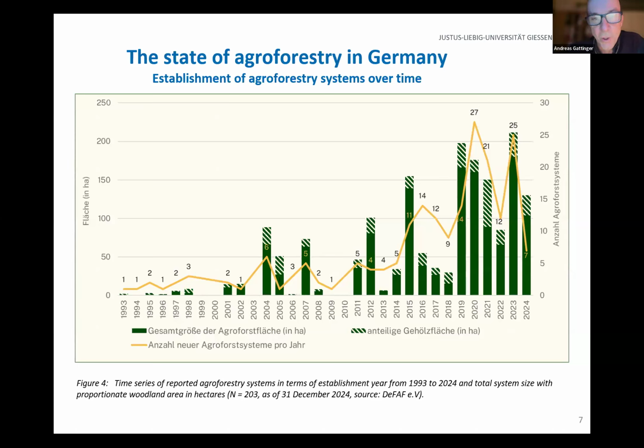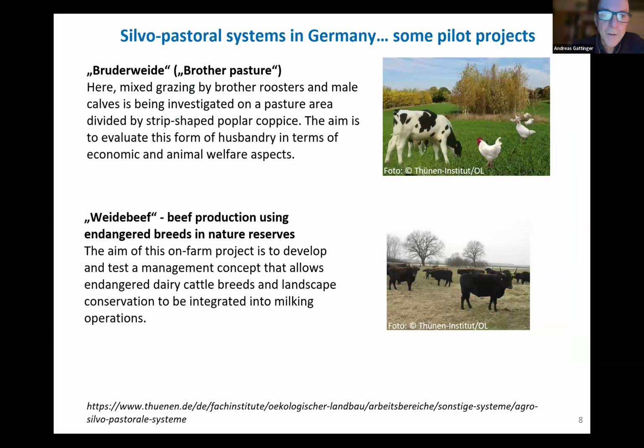And this overview gives you how agroforestry changed over the years. There is still an increase, but there's not always a steady growth, and this is why people say it's dynamic, it's growing, but not really straightforward.